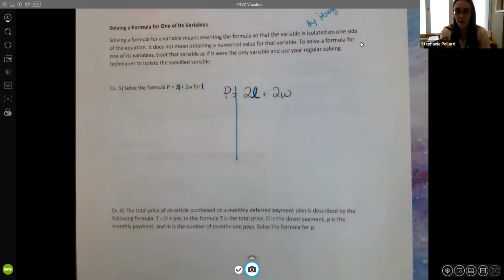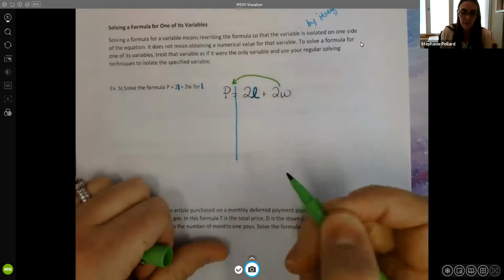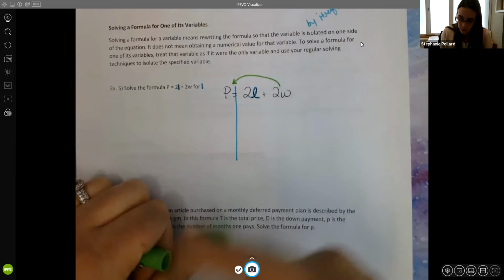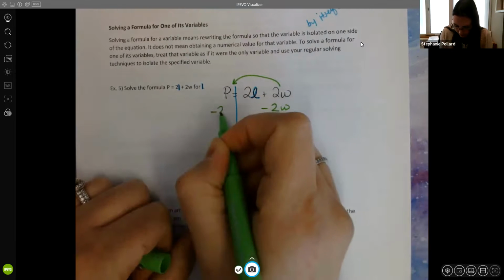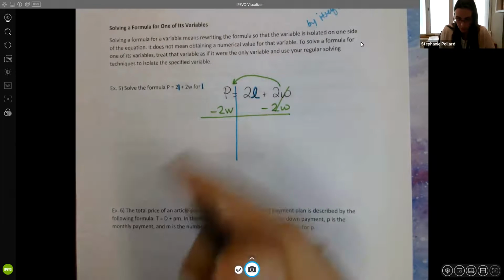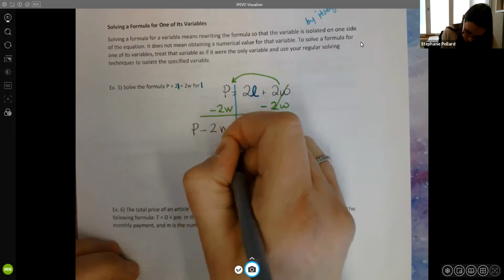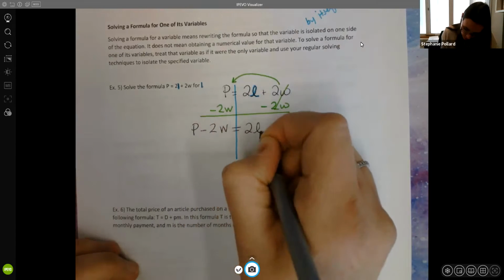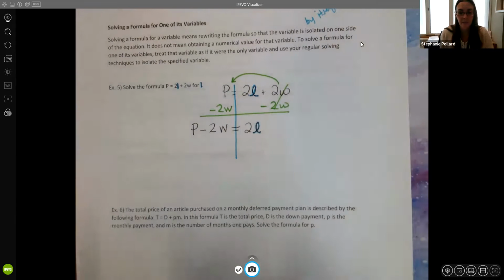So we're going to do our adding and subtracting first like we normally would. And we're going to bring this 2W to the other side. So I want it away from the L. If it's a plus here, it's going to become a minus. Now you just want to be careful. These are not like terms, so I'm actually not going to combine them. I'm just going to write it next to each other.